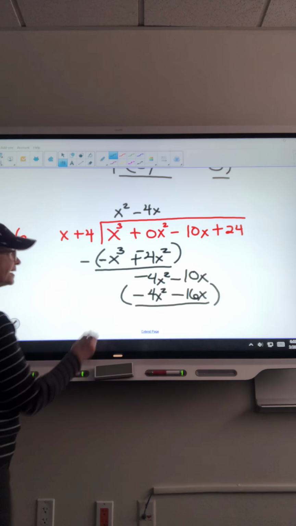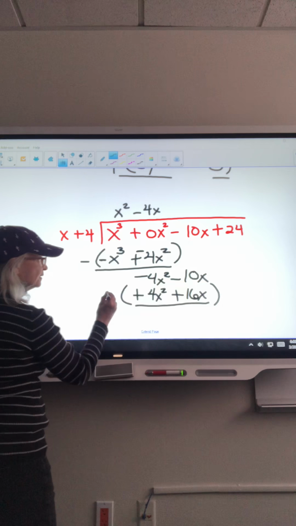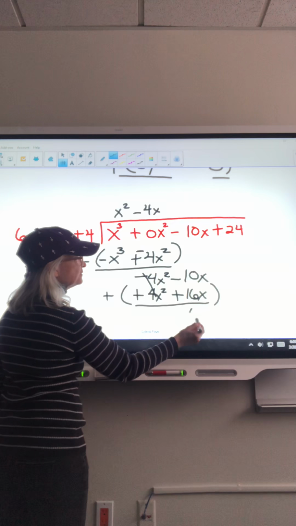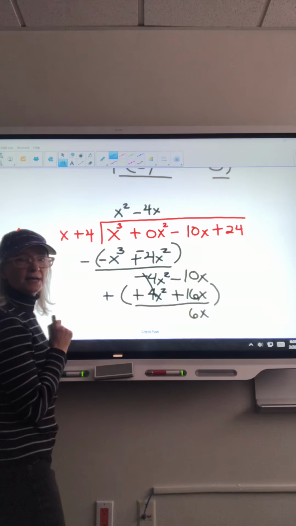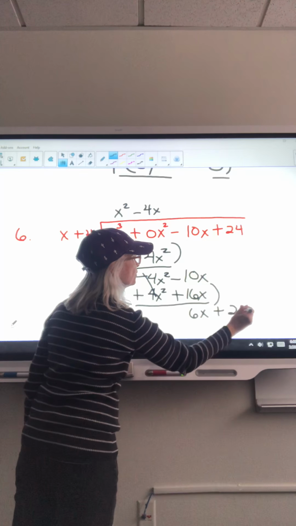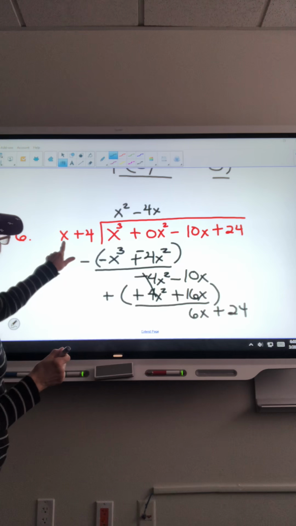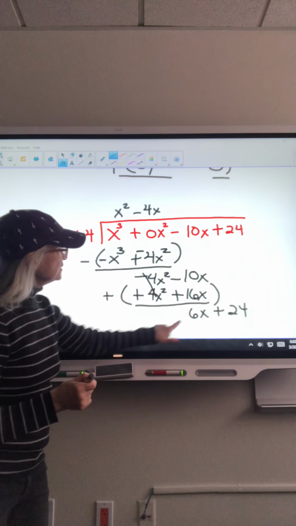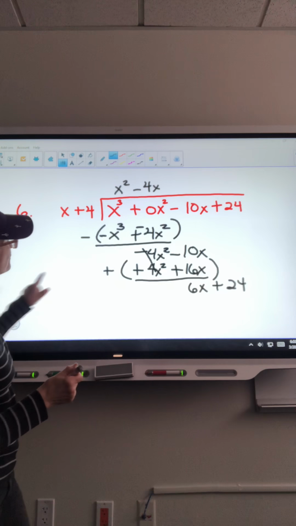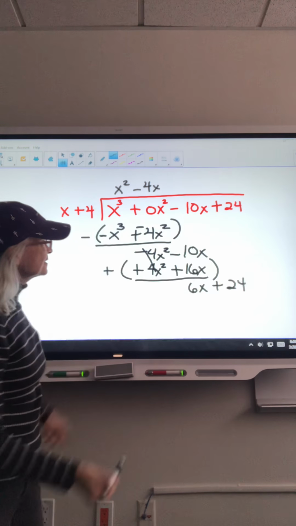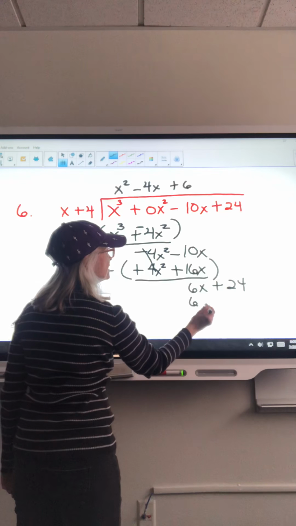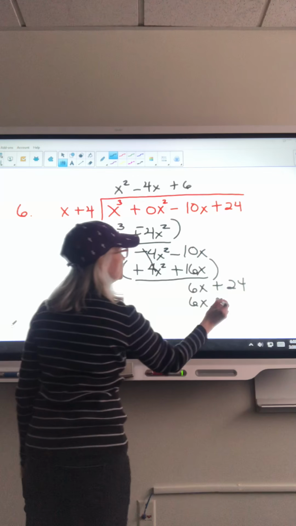Now I need to subtract. I distribute that negative. So this, of course, cancels out, and we've got a negative 10 plus 16x, so that would be a positive 6x. And then I'm going to bring down my 24. Okay, so x would divide into 6x 6 times. Or I guess I was saying this differently. I was saying, what would I need to multiply x by to get 6x? And the answer is 6. So 6 times x is 6x. 6 times 4 is 24.